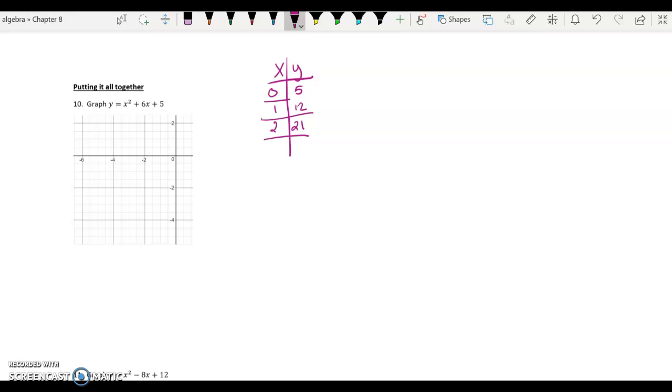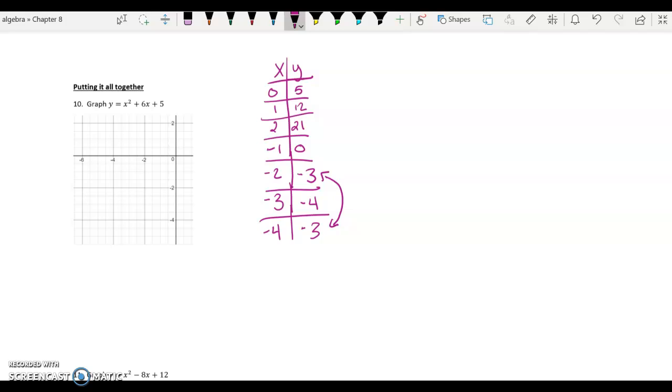Maybe we should try negatives. So I'm going to try negative 1. When I do that, I get 0. So let's try negative 2. When I do that, I get negative 3. Let's plug in negative 3. When I do that, again, we're just plugging them into the equation. I'm going to get negative 4. When I plug in negative 4, I'm going to get negative 3. Do you see how these have repeated?